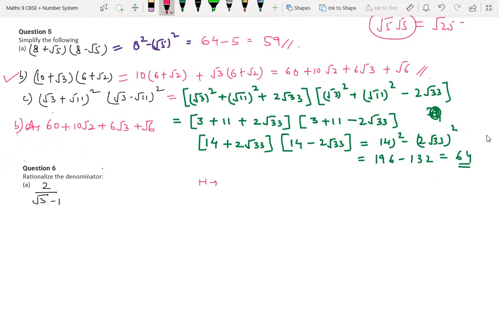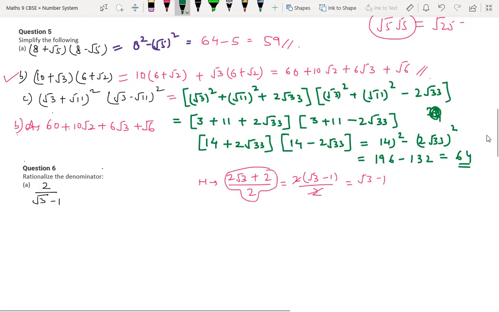Say your answer once again, which one? 2 root 3 plus 2 by 2, sir. Okay. After that, you can take common also. If you are getting common 2 root 3 minus 1 divided by 2, this will get cancelled. Understood? This way also you can do. So first, just this is correct or not. Let me check whether this is solved or not.